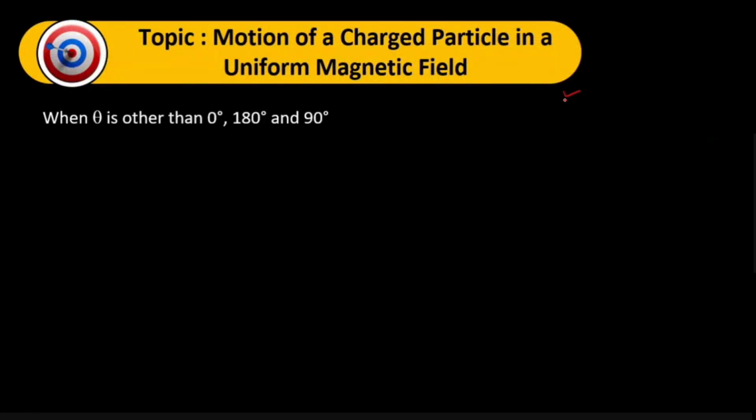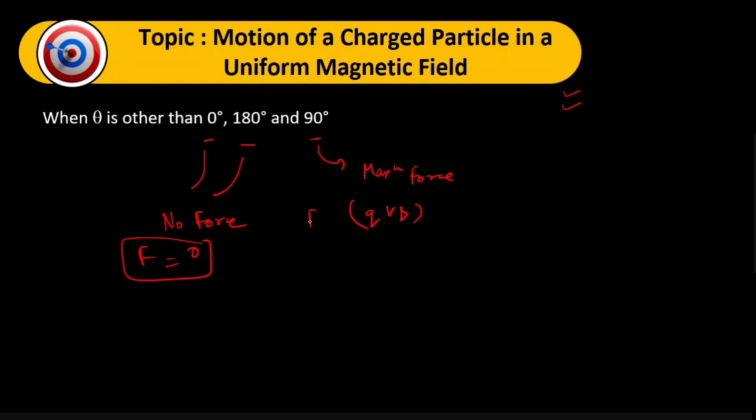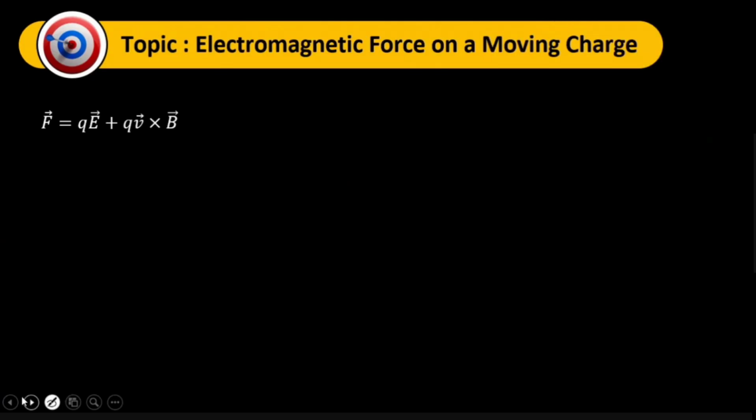So we have already seen what happens when theta is 0, 180 degree and 90. For 0 and 180, it will experience no force. But for 90-degree, it will experience maximum force, and that maximum force is qvB. And no force means 0. Then this is the equation of Lorentz force only. And this is the electromagnetic force which actually acts on the charged particle when it enters into the region of uniform electric field as well as magnetic field.